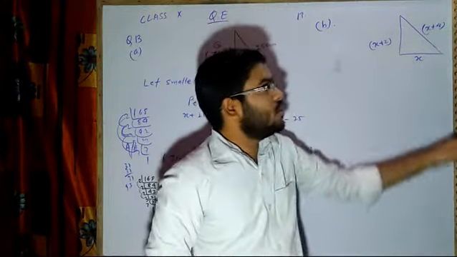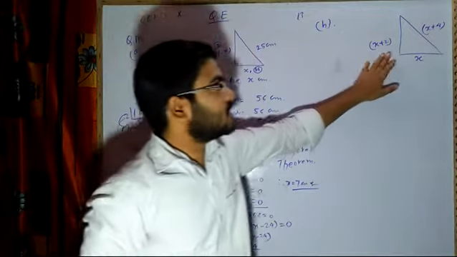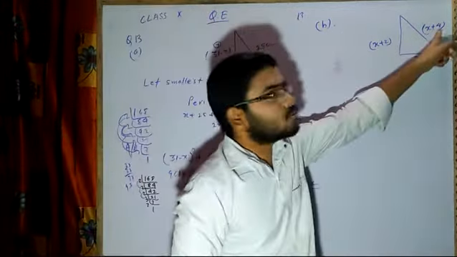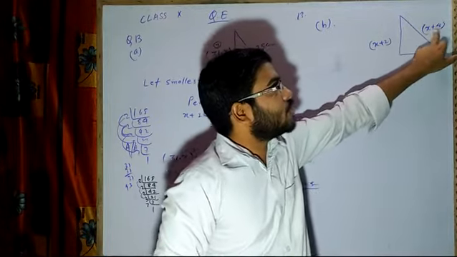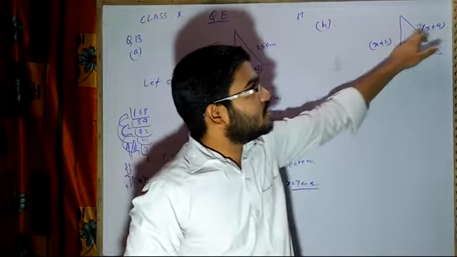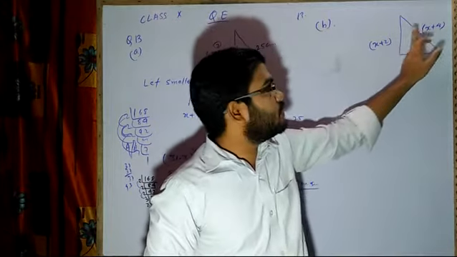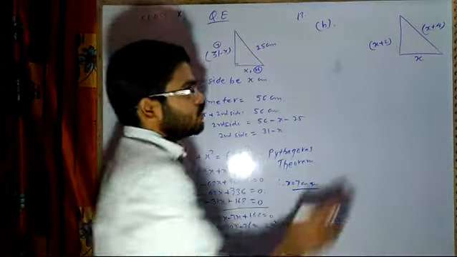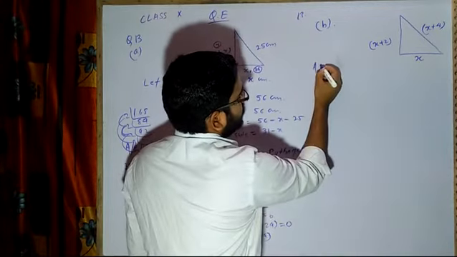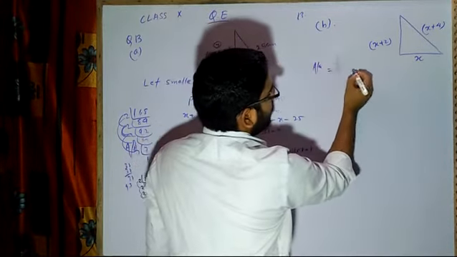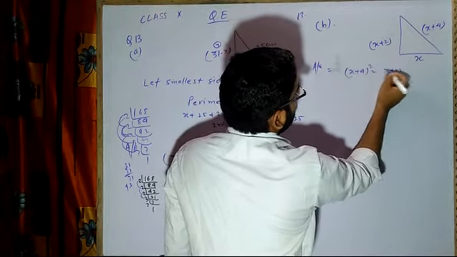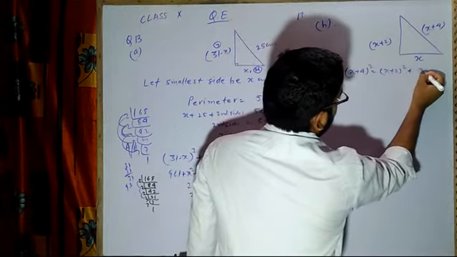So x plus 4. Now the second side, which I am saying is the third side, is 2 centimeter smaller than the longest side. So x plus 4, obviously it will be x plus 2. If I add 2 centimeter, then it will become x plus 4, which means the condition is satisfied. Smallest side, medium side, and the longest side. Now again you apply Pythagoras theorem. So you will get x plus 4 whole square is equal to x plus 2 whole square plus x square.